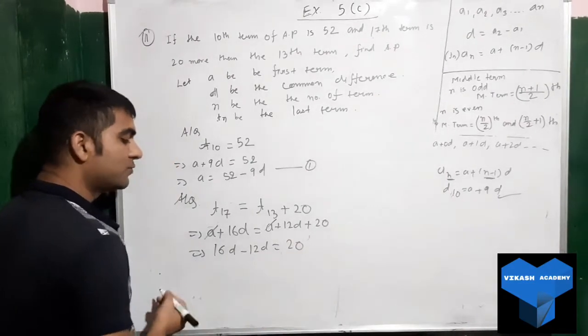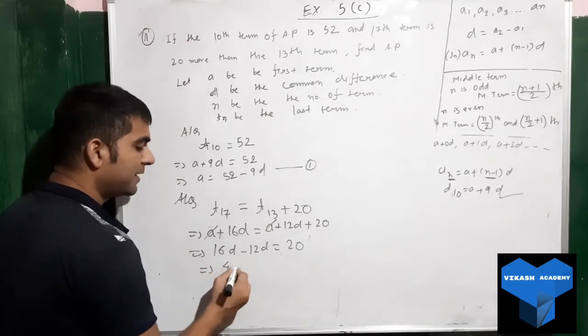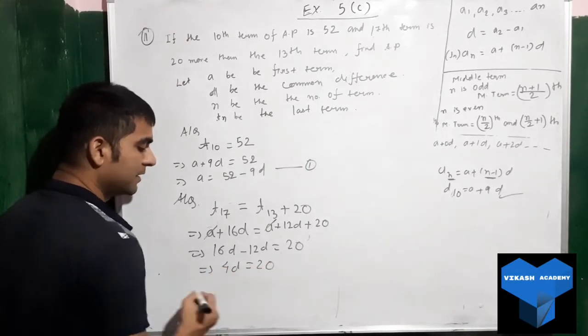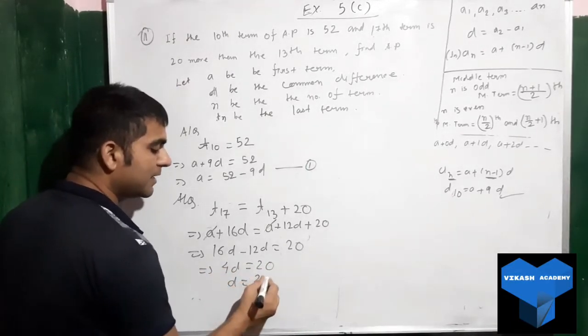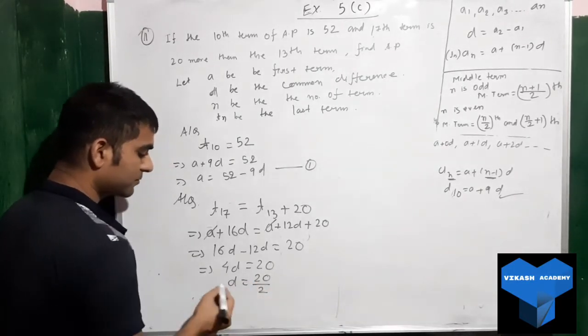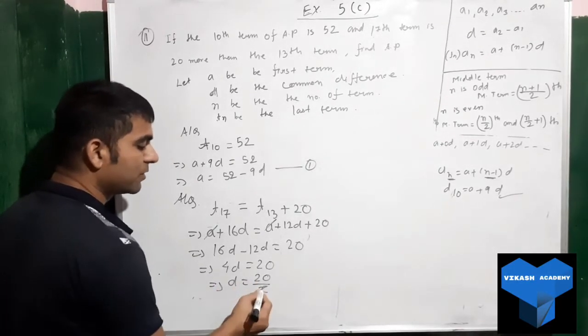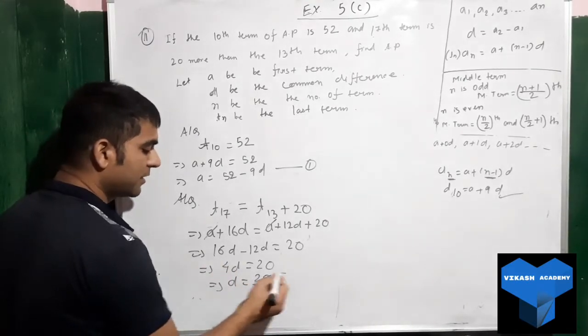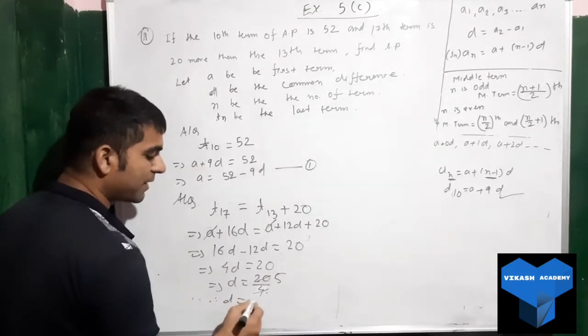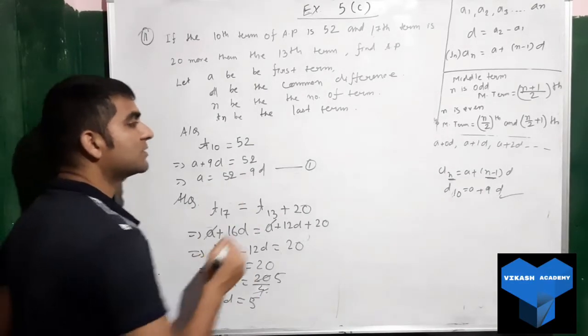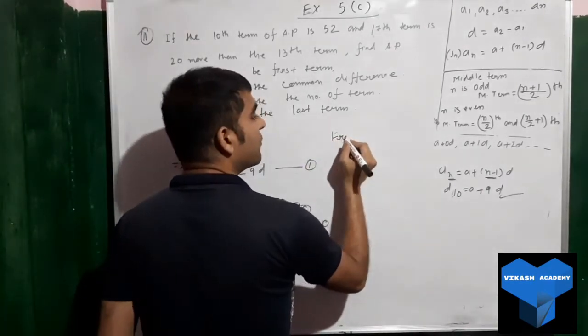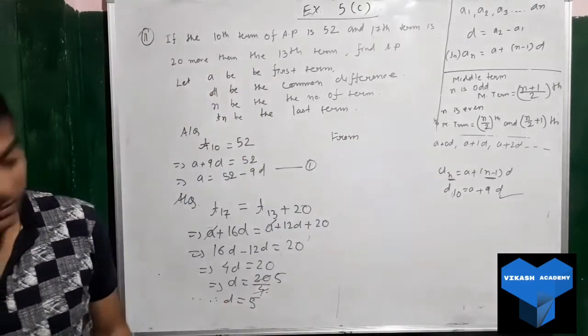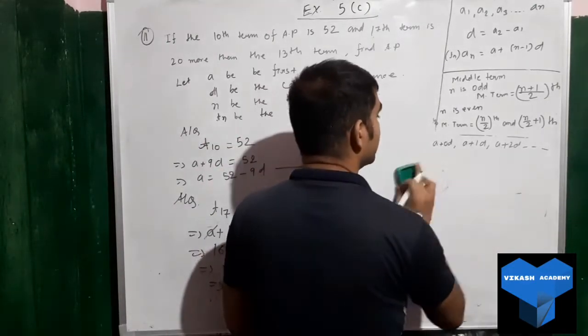Now 16 minus 12 will be what? 4D equals 20. Now D will be 20 by 4, which is 5. We got D equal to 5. Let us find A by putting this in the equation. So we write from equation 1.